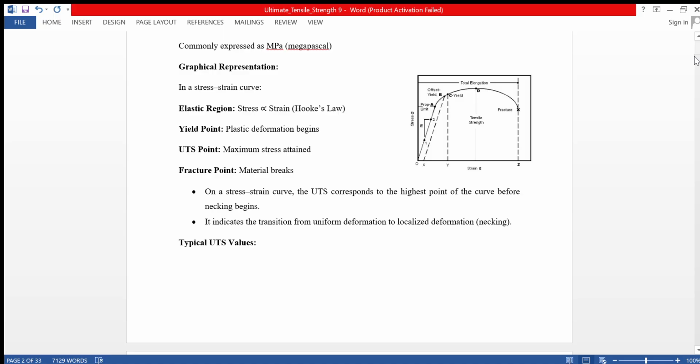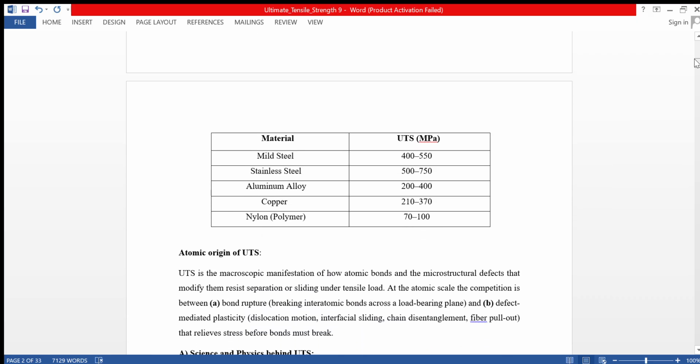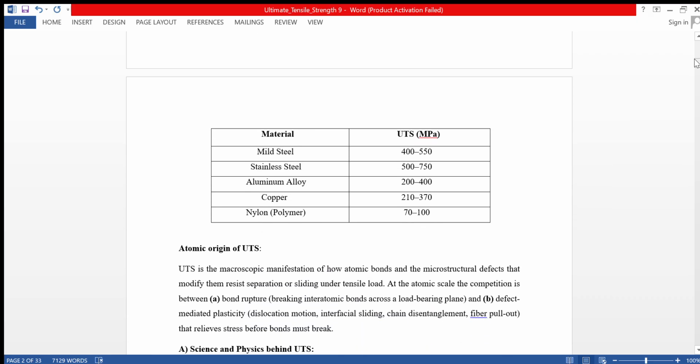You can see in the picture. It indicates the transformation from uniform deformation to localized deformation, which is necking. Typical UTS values are given below in the table. Mild steel, stainless steel, aluminum alloy, copper and nylon values are given.